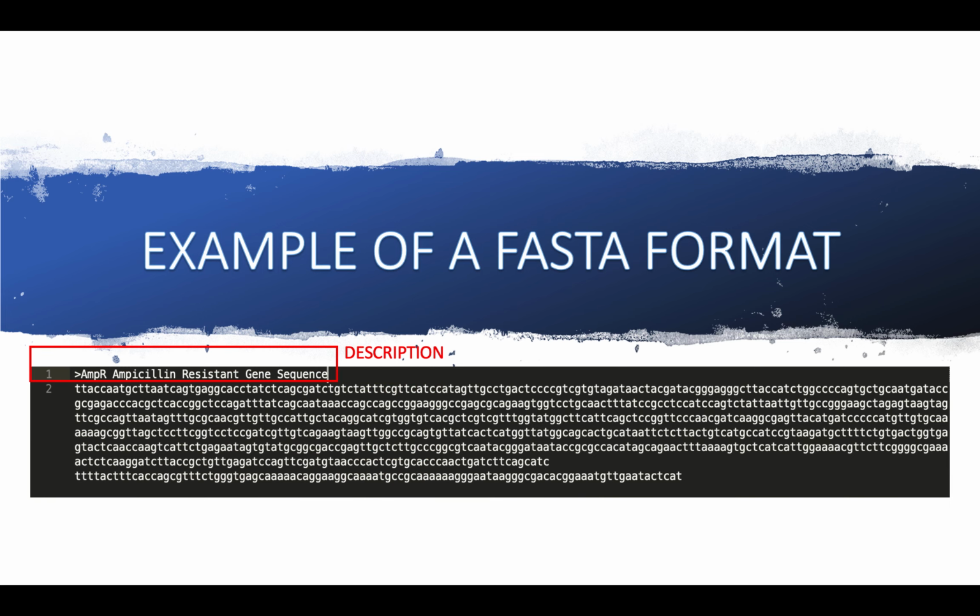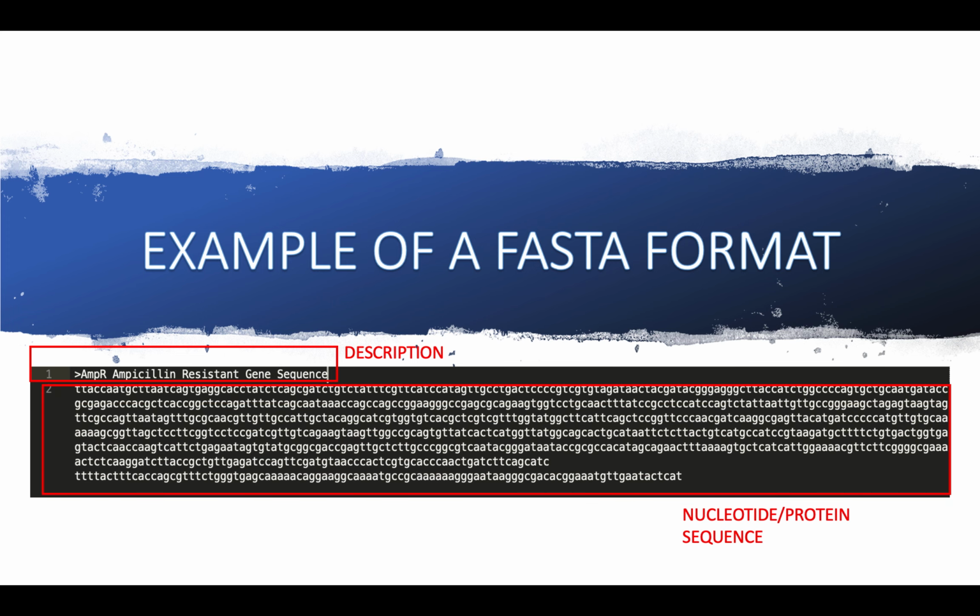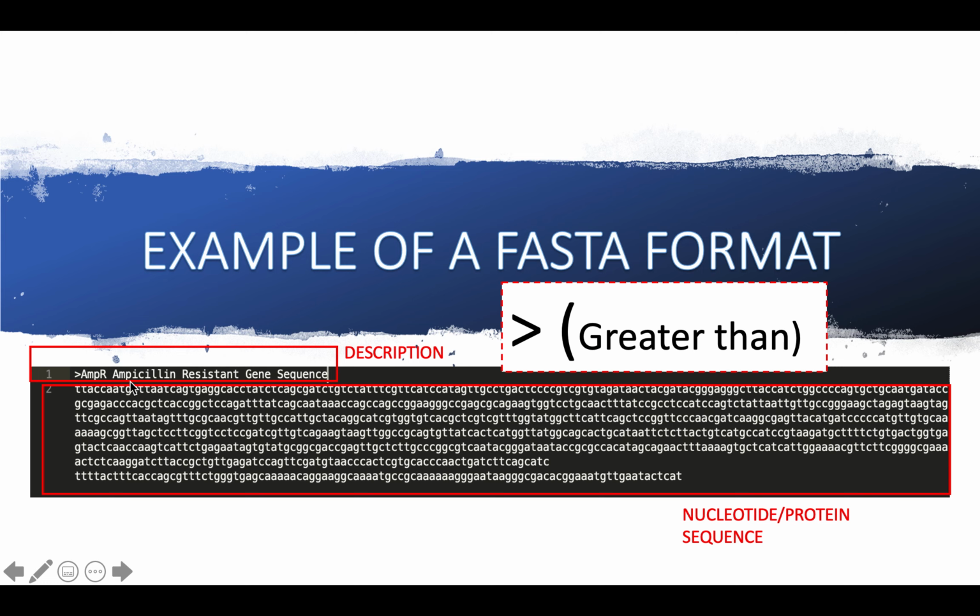The first part is the short description, and the second part is the nucleotide or protein sequence. In the first line here, this is your description, and it usually starts with a greater than symbol. In the past, the semicolon was also used, but recently most software recognizes only the greater than symbol, so it's better to use this symbol. After it comes a short description of your nucleotide sequence.